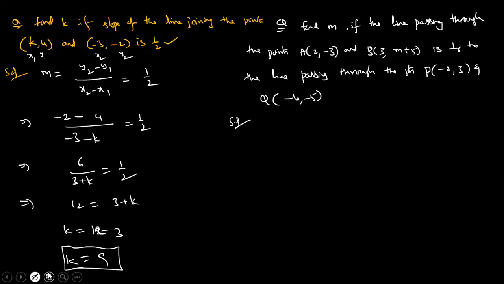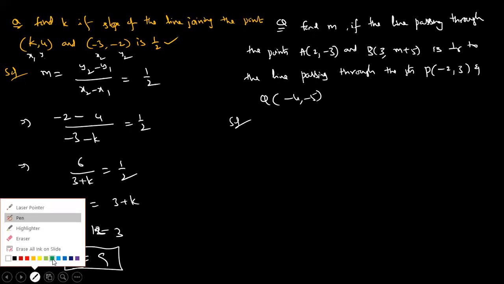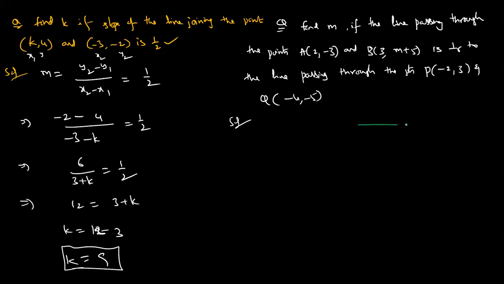Solution. See the meaning. So one line segment is given like this, this is A, this is B. Another line segment is given, P, Q. These two lines are perpendicular to each other. So what is the meaning? Two lines are perpendicular to each other means, I will give the concept later, that is m1 into m2 is equal to minus 1.